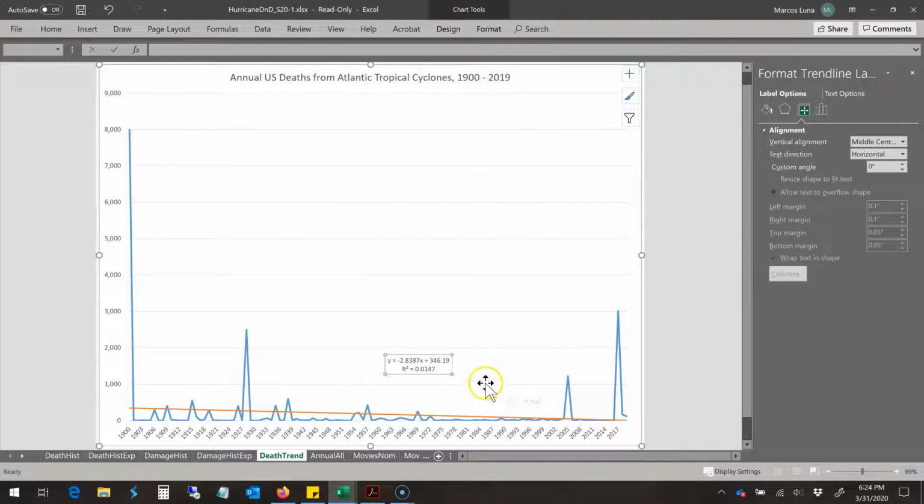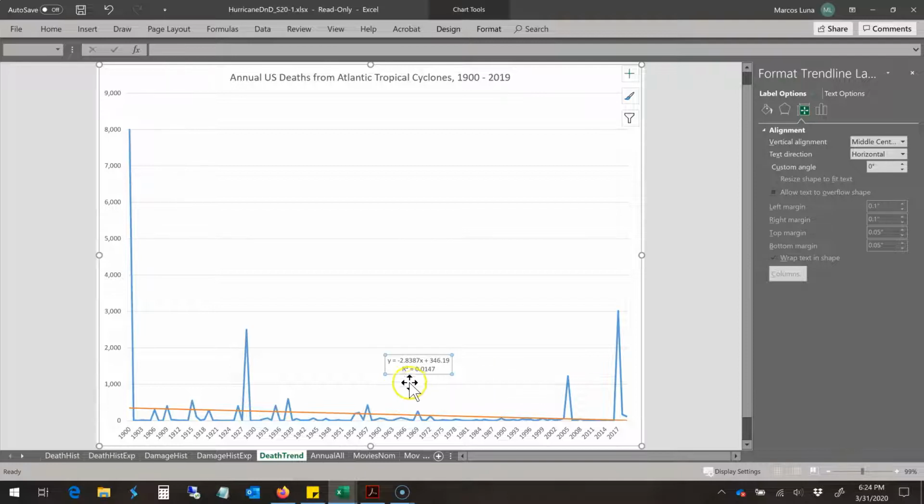When we look at the equation, we should notice right off the bat that the slope of the line is negative. We see the negative number right there, and we also see, by looking at the line, that it's sloping downward, which means it's a negative slope. And that means that the deaths appear to be going down.